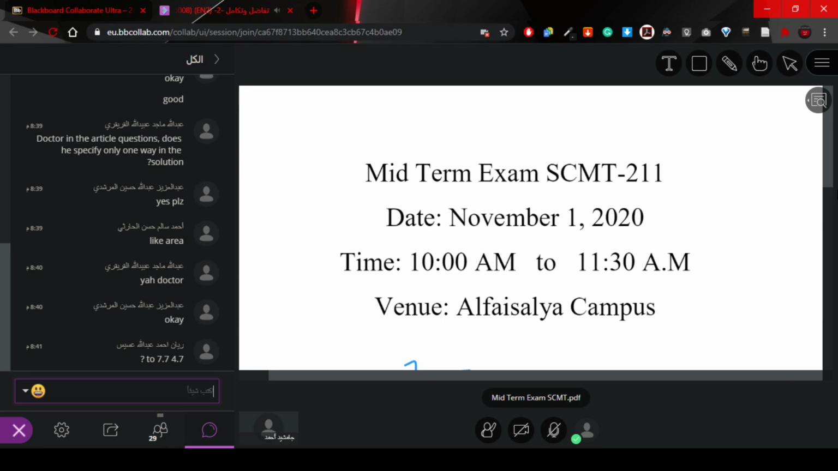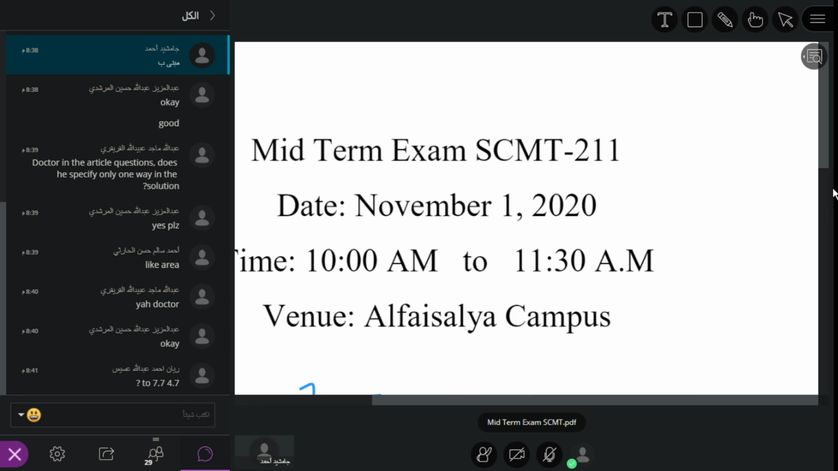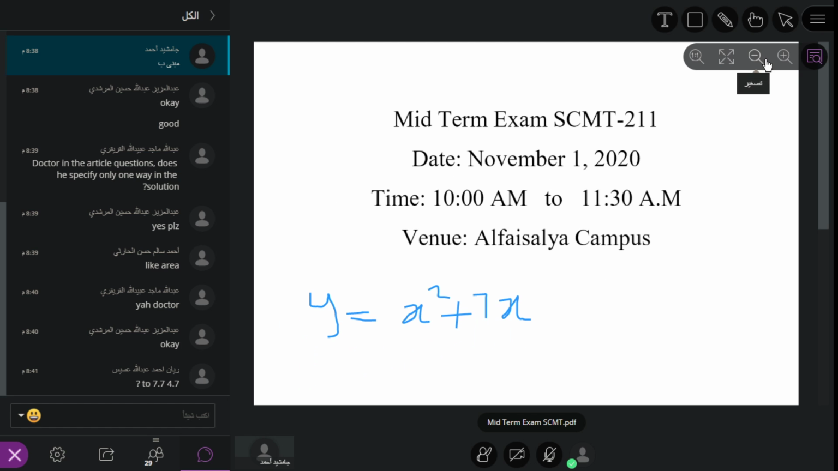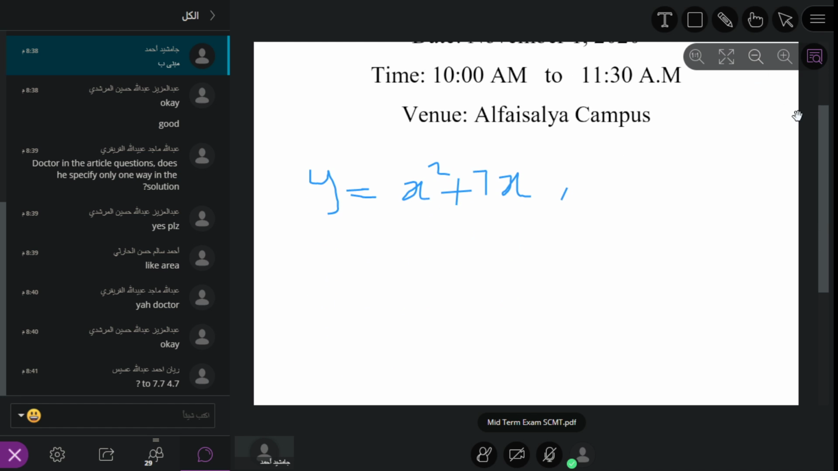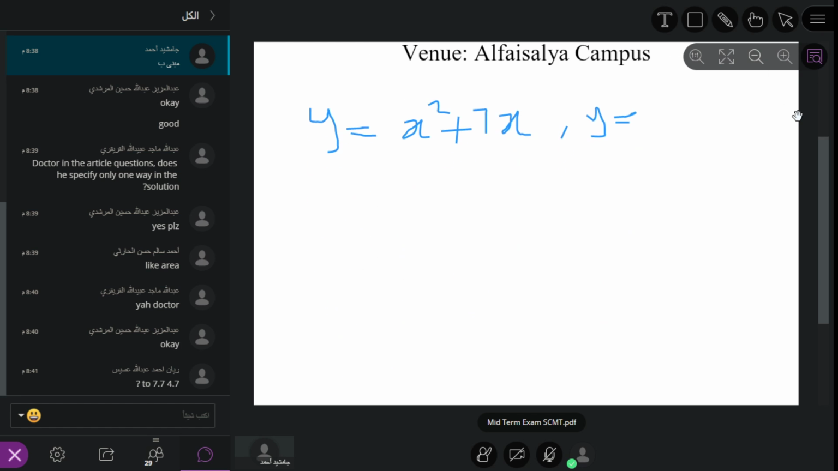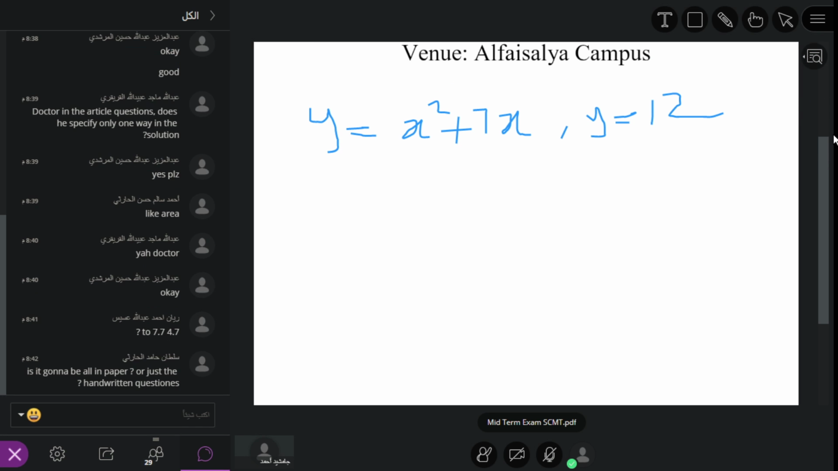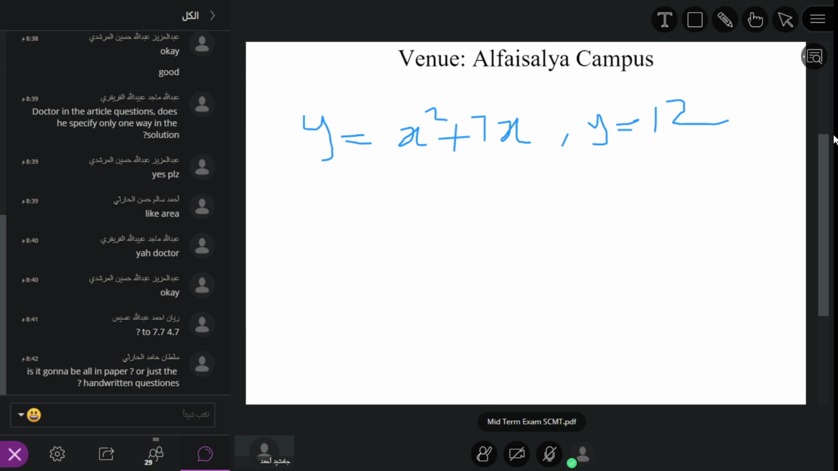We have this function y is equal to x square plus 7x. One function is this, the second is y is equal to 12. So we have to find, first, the interval. Yes, it is handwritten in the question. It means you have to solve.